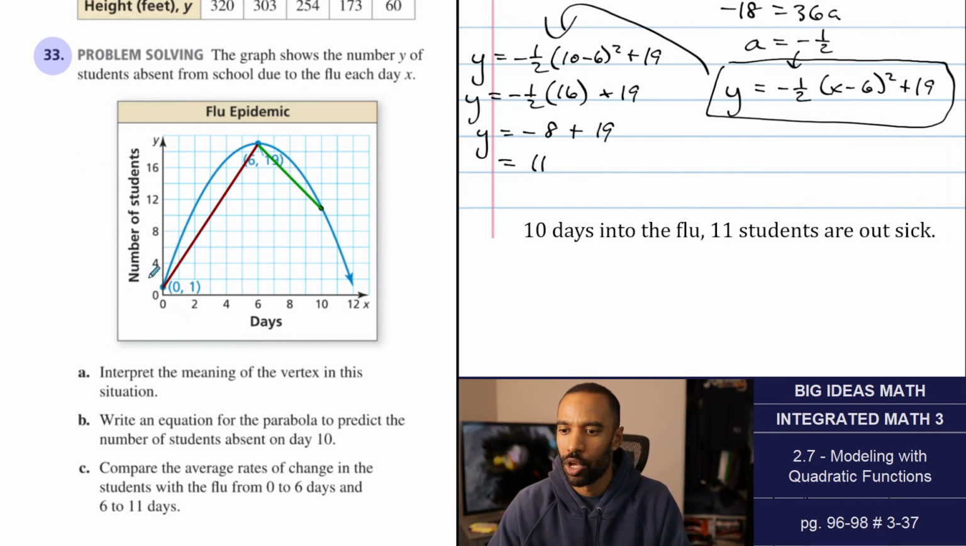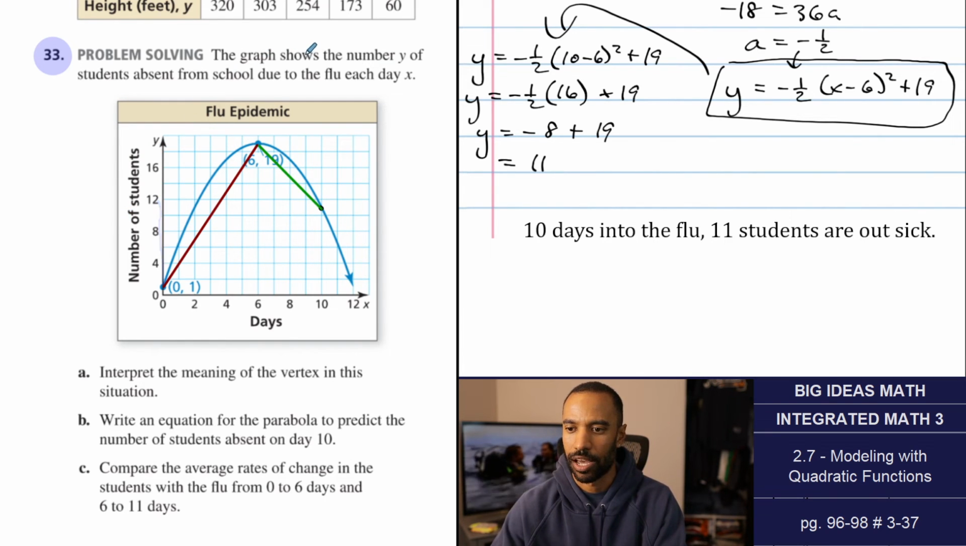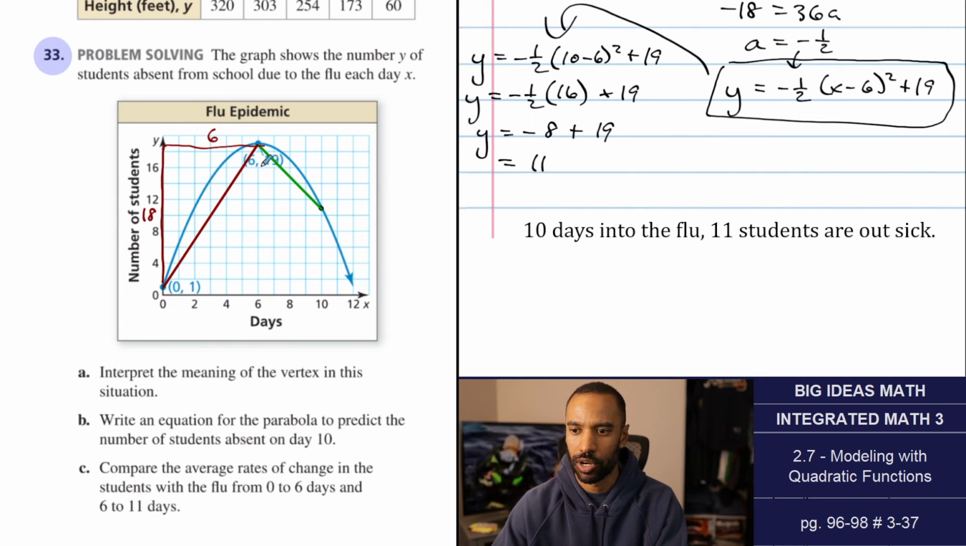What's the rise? Well, we talked about this. It's a rise of 18 and it's a run of 6, right? We rise 18, we run 6 from here to here. From 1 to 19 is a rise of 18, so 19 minus 1, 18 over 6 minus 0 is 6. That slope, average rate of change, is 18 over 6, which is 3.